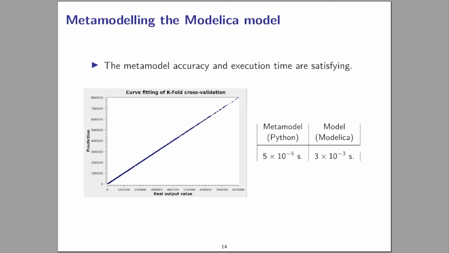And when the execution time of the normal Modelica model is 10 power minus 3 seconds, the execution time of the metamodel is 10 power minus 5 seconds. So the metamodel is 100 times faster than the Modelica model. And this can be precious, especially to do statistics afterwards when a large number of simulations is required.